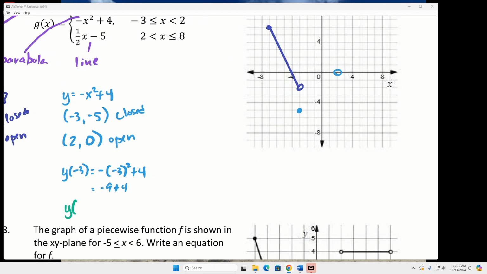You can plug in 1. I think 0 is a little easier. If I plug in 0, I get 4. Alright, and so then you can kind of see that this is going to be a parabola. It's upside down. Alright, you guys do the last piece on your own, please.